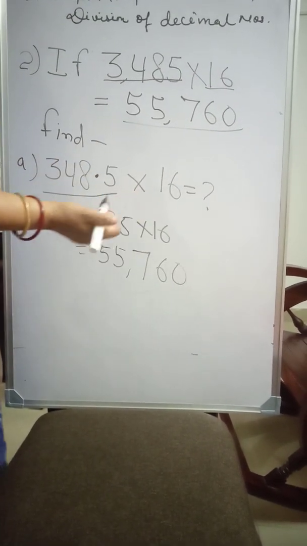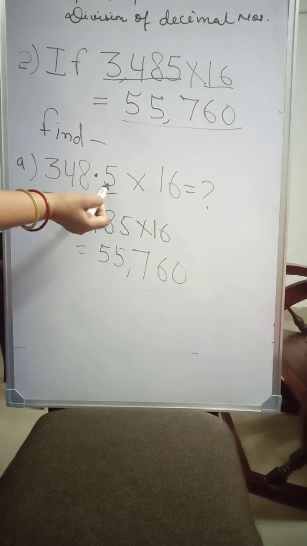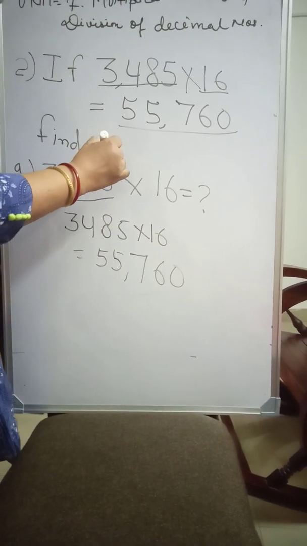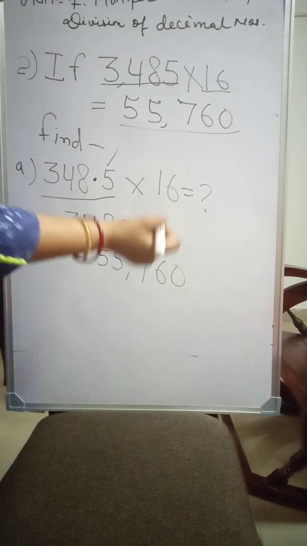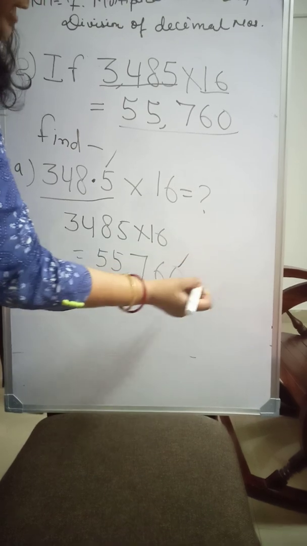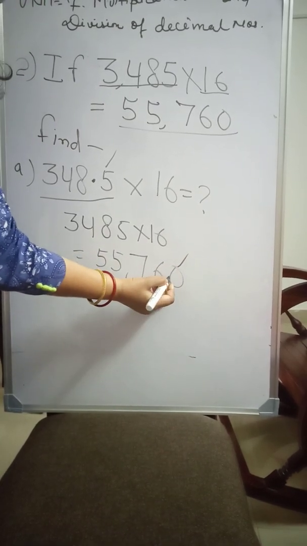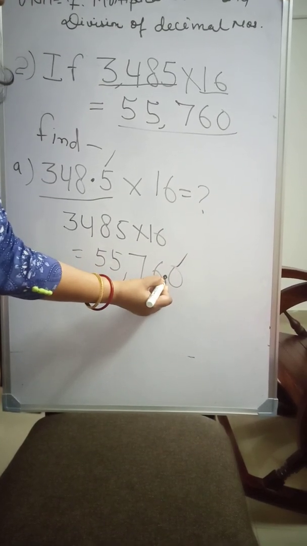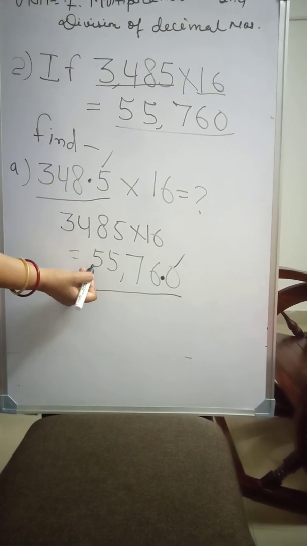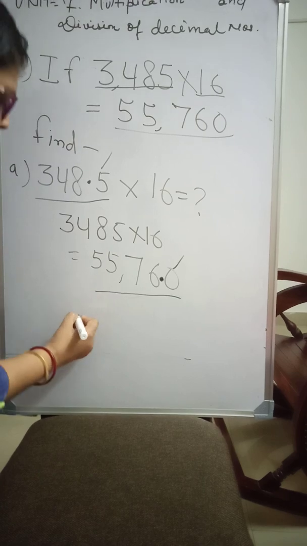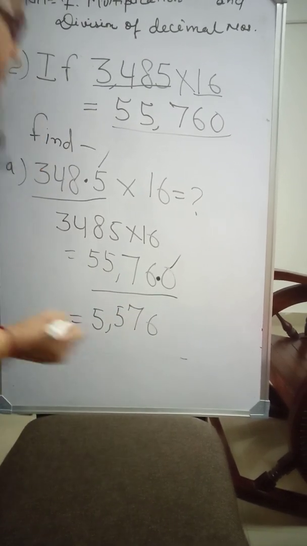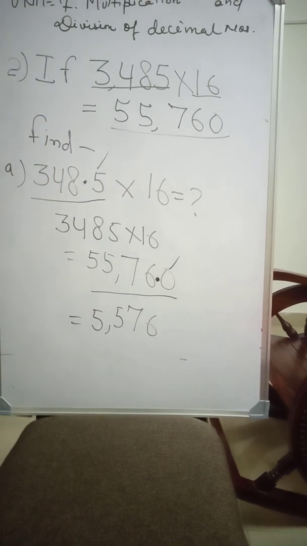So we have the product. Simple. Next step, what do we have to do? We have to find the decimal places of the decimal number. How many decimal places are there in the multiplicand? One decimal place. So I will count one digit from the right side of the product. After counting one digit I will put the decimal point over here. So the answer is 55,760 becomes 5,576.0, that is 5,576. Okay.